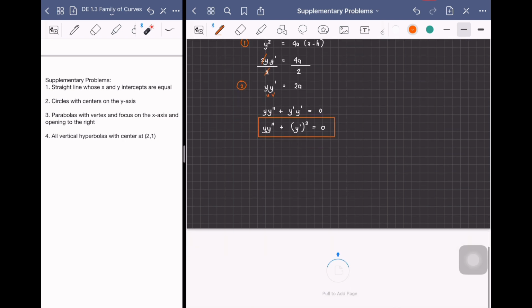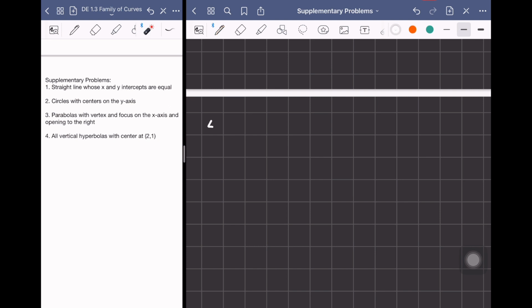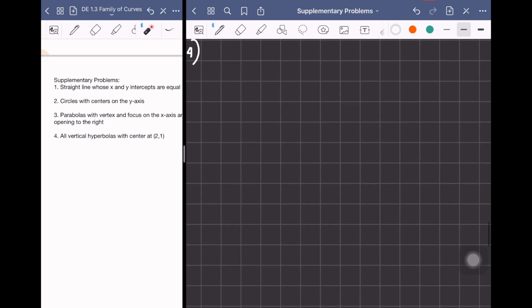And then, last but not the least, let's solve for number 4. For number 4, we are given all the vertical hyperbolas with center at 2, 1. When we say vertical hyperbolas, we're talking about the transverse axis of the hyperbola being vertical. If we try to sketch the illustration, the center of the hyperbola will be at 2, 1.